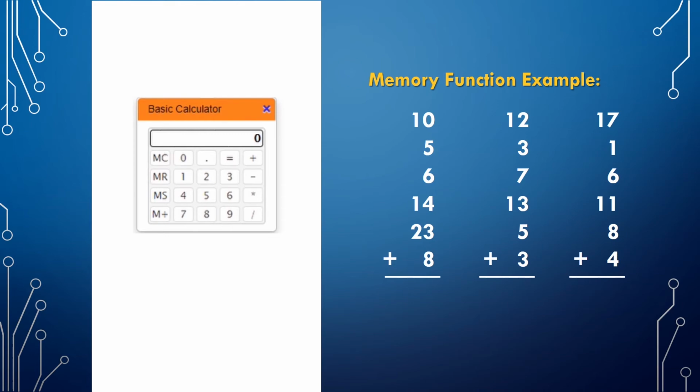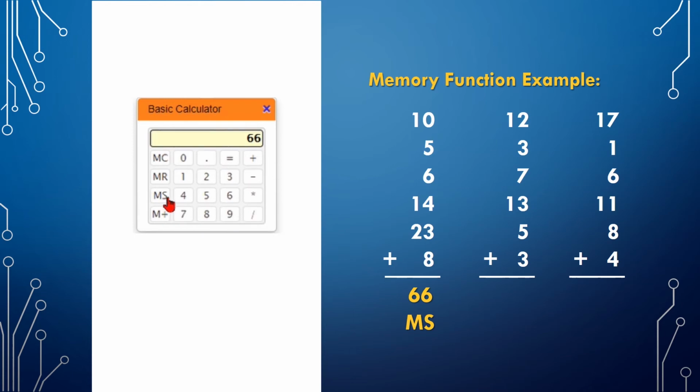Demonstrating this same example using the memory keys, I'll begin by adding the first column of digits together. 10 plus 5 plus 6 plus 14 plus 23 plus 8 equals 66. We want the calculator to hold on to 66 until we're ready to use it later. To do that, we'll hit MS, which will store the value in the memory.